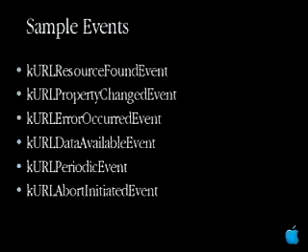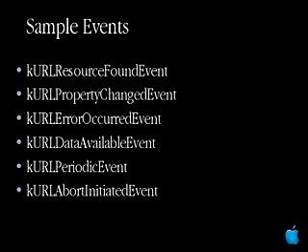Let's talk about a few of the events that we have. The resource found event means URL access has gone out and looked for the resource, and it actually has successfully found the resource. The resource is there, everything's great. The property changed event happens anytime any property changes, either from an unknown state to a known state, or from one value to another value.